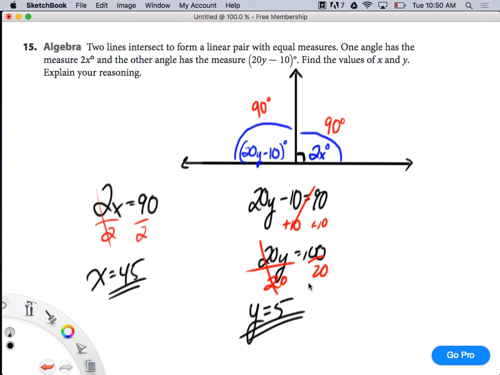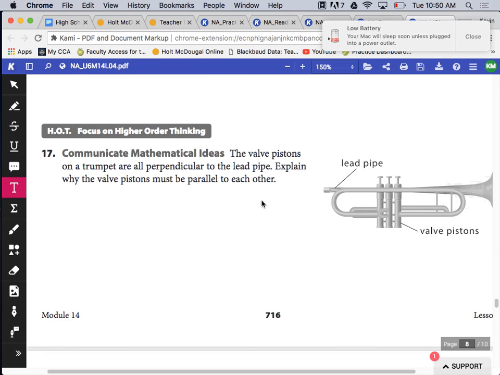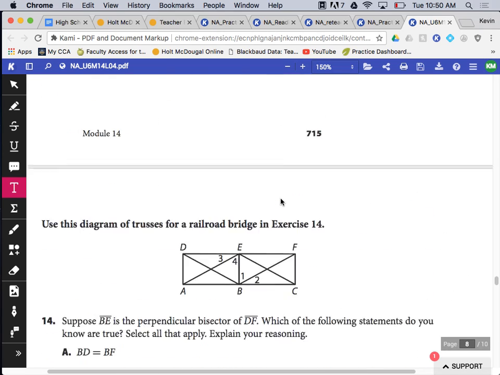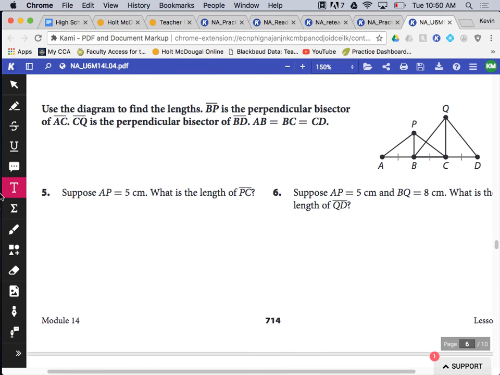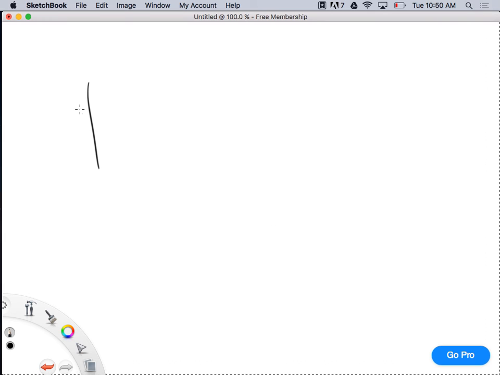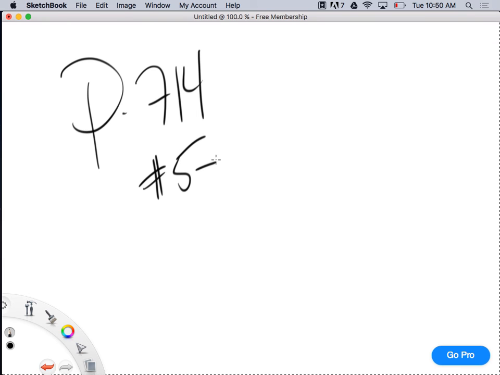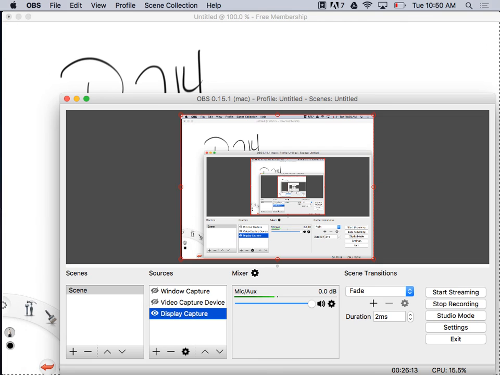Cool? All right, number 16 is very similar to that. You also have to do number 17, which is actually a verbal question and answer type of thing. So you're going to just write out what you think. And so you start at question number 5. So page 714, number 5 through 17. That is your homework. Any questions? All right.